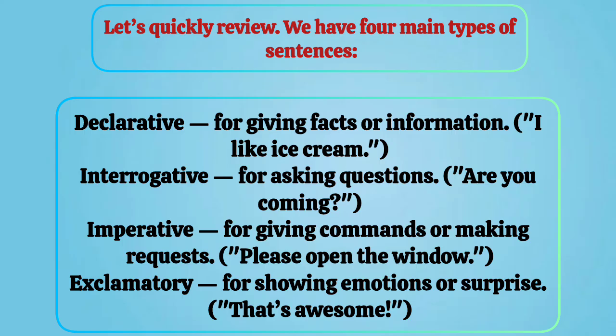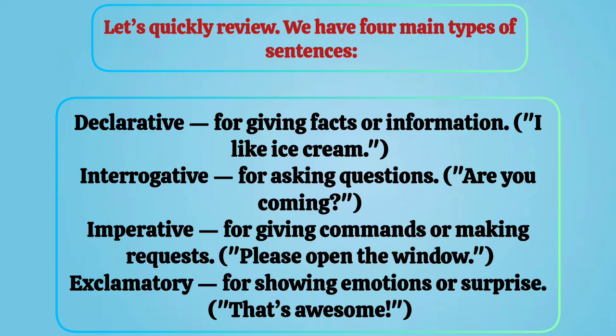Before we wrap up, let's do a quick example together. I will give you a sentence and you tell me what type it is. Ready? It is raining outside. What do you think? Yes, it's a declarative sentence. It's just giving information.